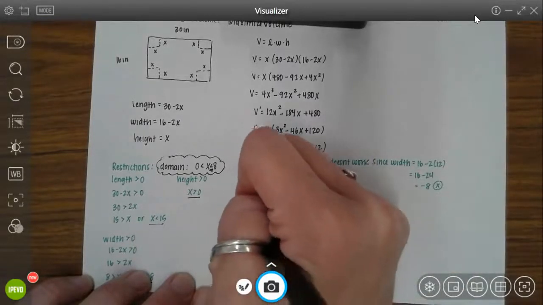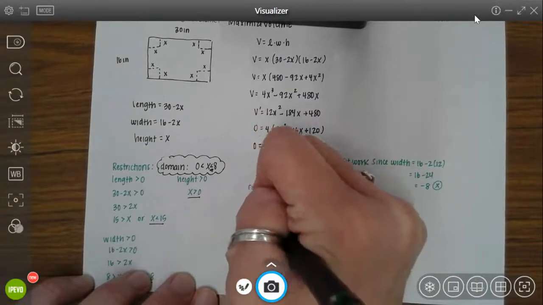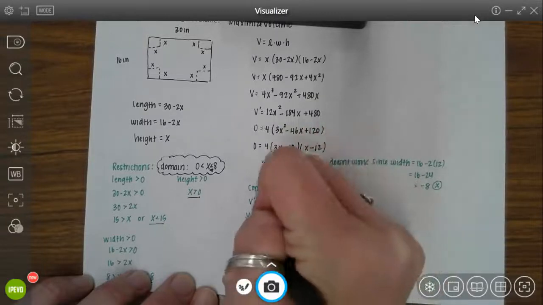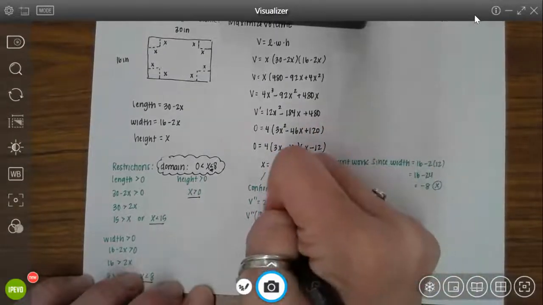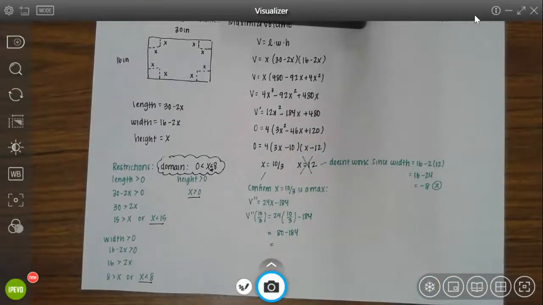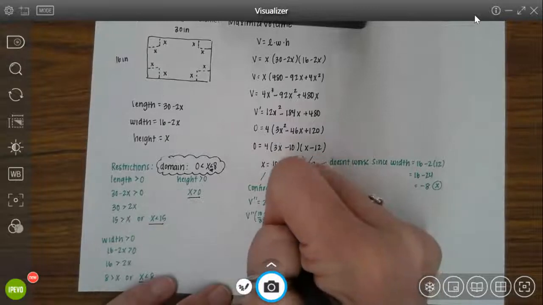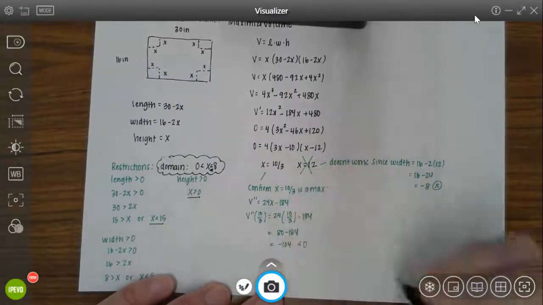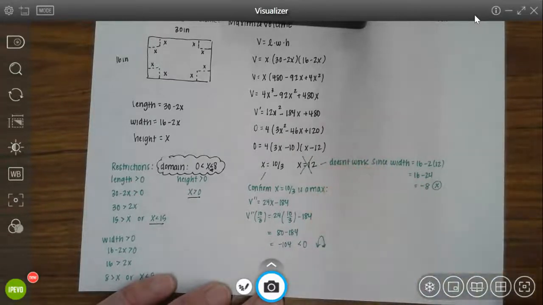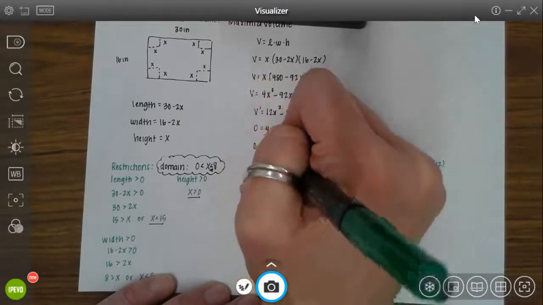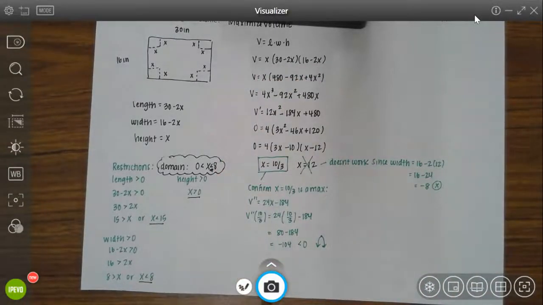So I'm going to do v double prime of 10/3. So 24 times 10/3 minus 184. I think this gives me 80 minus 184, which gives me an obviously negative number, negative 104. So if my v double prime is less than 0, that's telling me that my graph is concave down, which means that this is a max point. So x equal to 10/3 is in fact a max. And this is actually going to help me answer my question here.